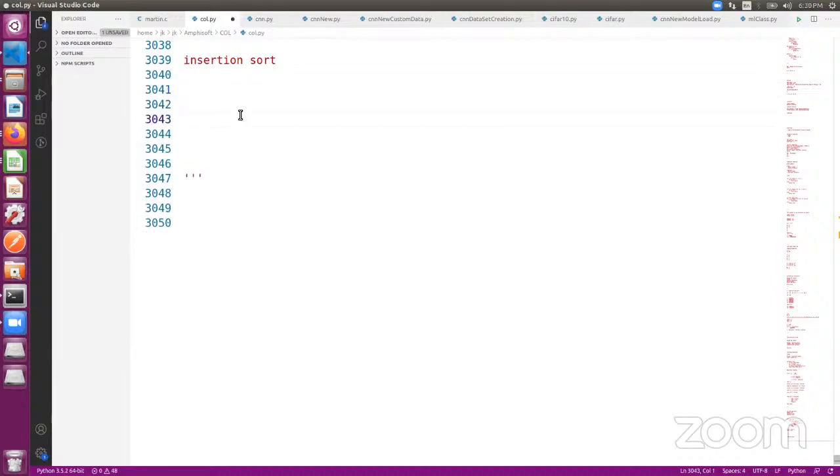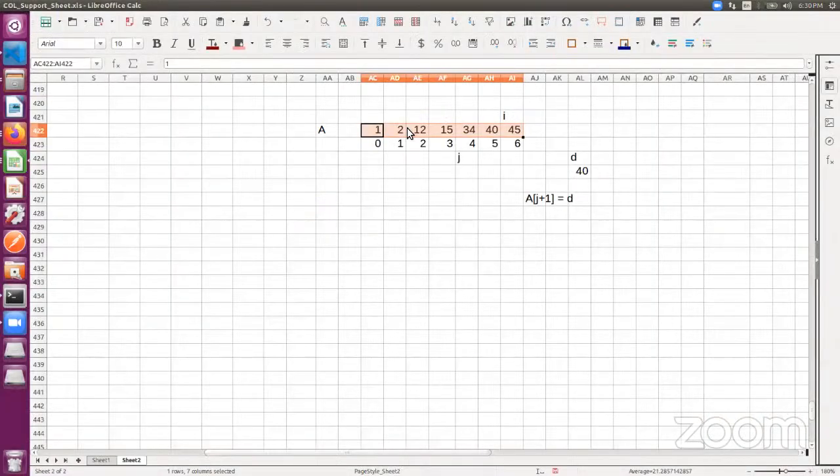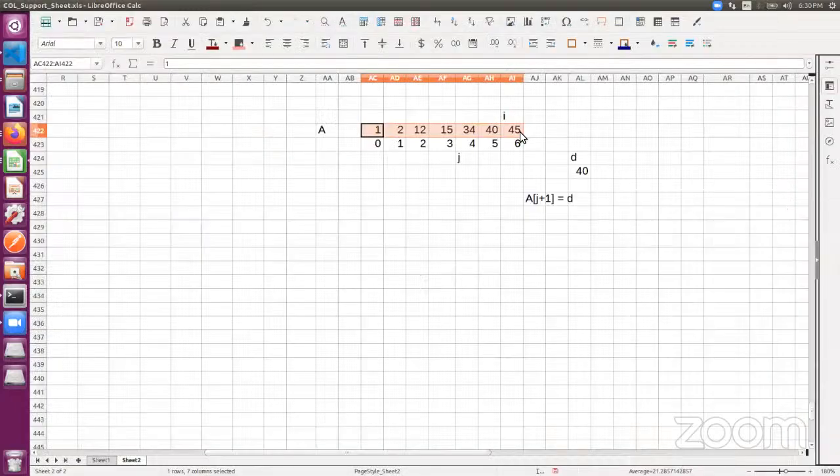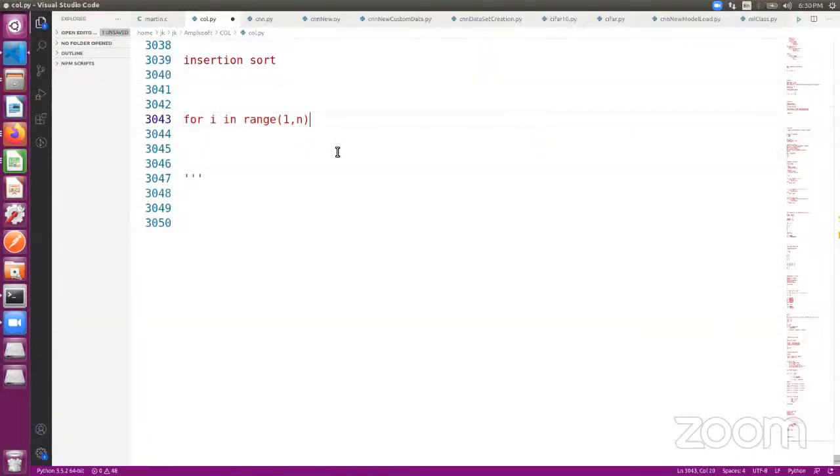So in this implementation, for I in range, which location was I starting from? Yes, I was starting from the first location, right? Why are we starting from first location? Because we are considering the single element array as the sorted array. So we are starting from index number 1, comma, we are going till the last element, which is n.